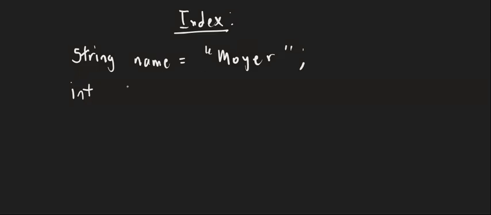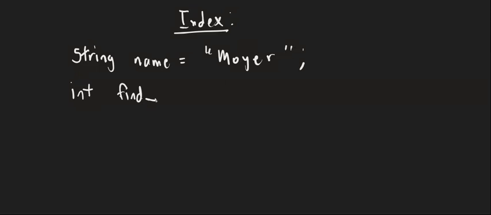So int, let's find m, and note that I'm not finding lowercase m because there are no lowercase m's. However, if I were to find a lowercase m, it would print out a -1. It wouldn't just break the code or print out an error message. It would just print out a -1 because there's no lowercase m's.